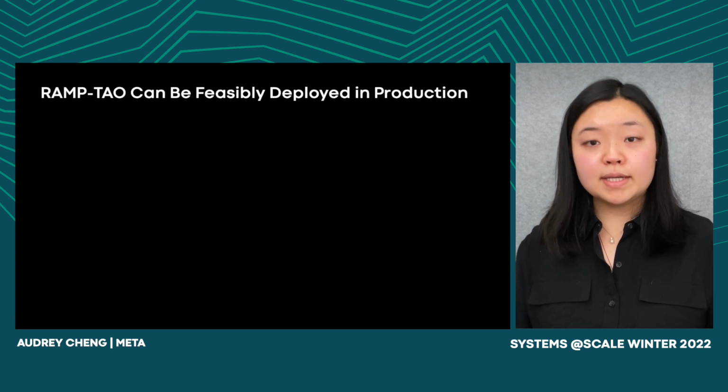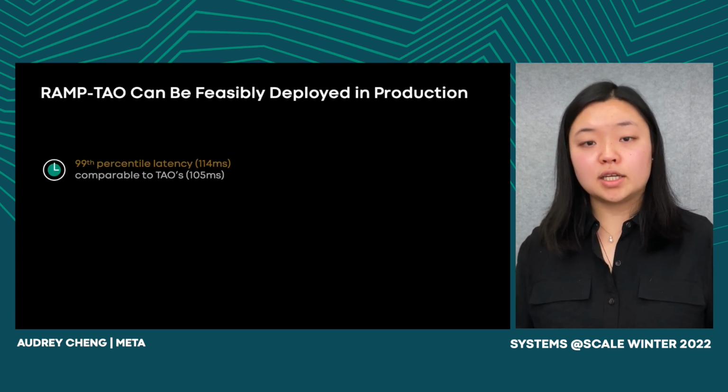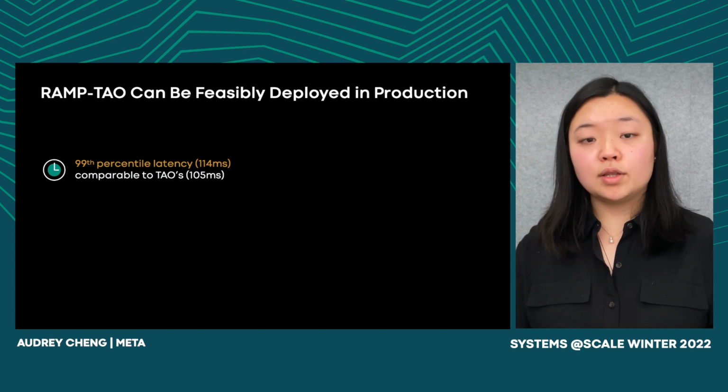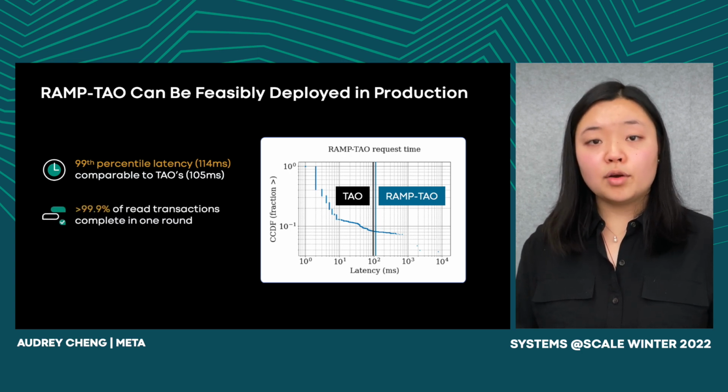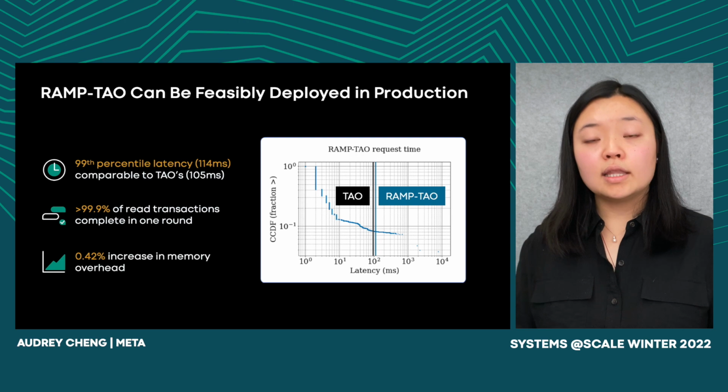We show that RAMP-TAO can be feasibly deployed in production. Specifically, we look at the latency of RAMP-TAO and compare it to current TAO latency. We find even the tail latency is very similar. And furthermore, we're able to serve over 99.9% of reads in one round. And the memory overhead of our protocol is limited.